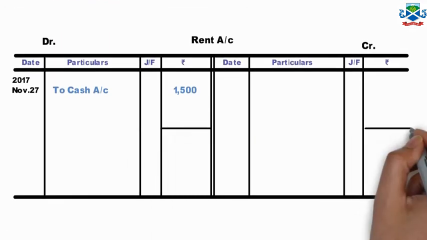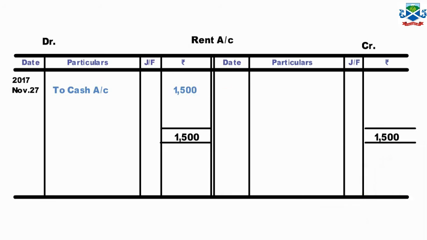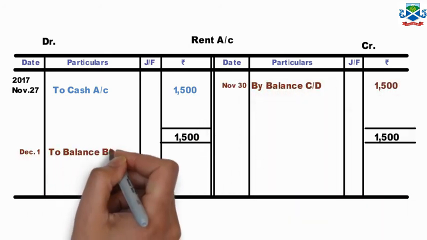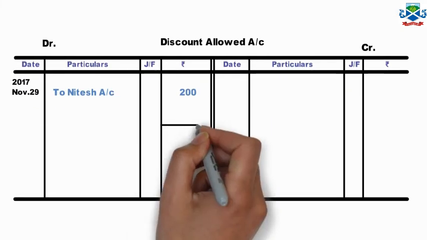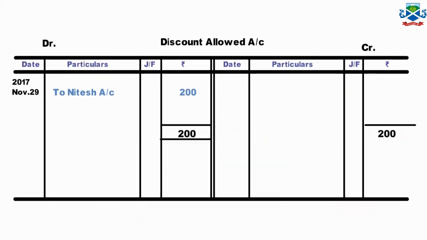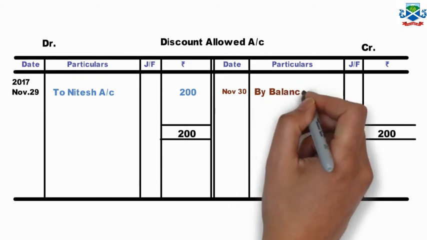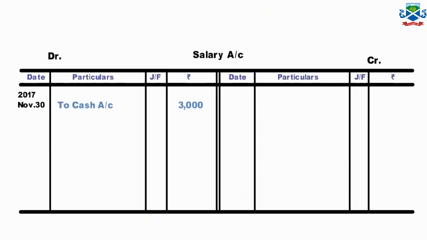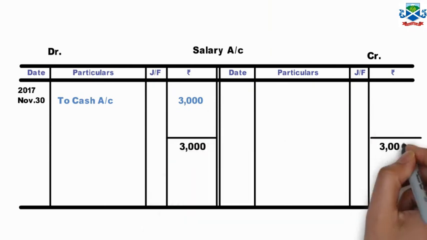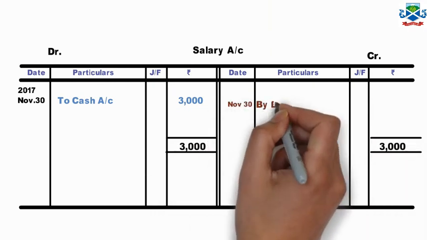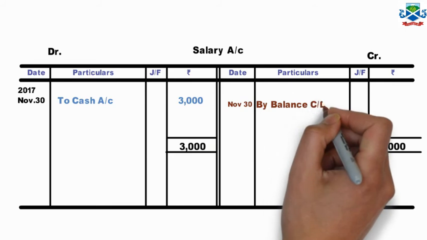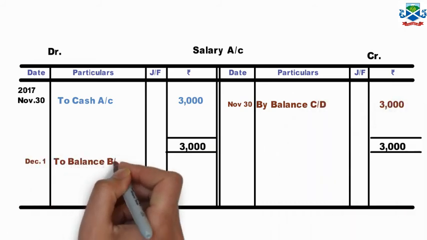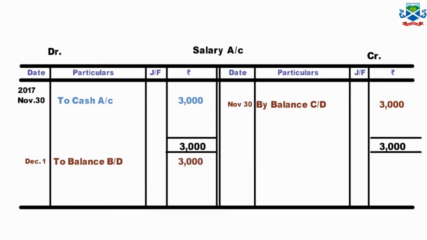Rent account debit side is 1,500, credit side nothing, so we'll write on the credit side by balance CD 1,500, debit side balance BD 1,500. Now discount allowed debit side is 200 and credit side nothing, so balance CD in the credit side is 200 and balance BD on the opposite side, that is debit side, 200. Salary debit side 3,000, credit side nothing, so credit side by balance CD 3,000 and opposite side, debit side, by changing one day, that is December 1, balance BD 3,000.